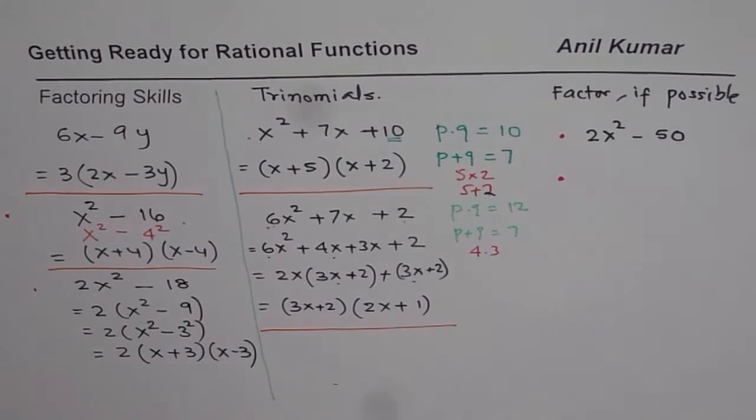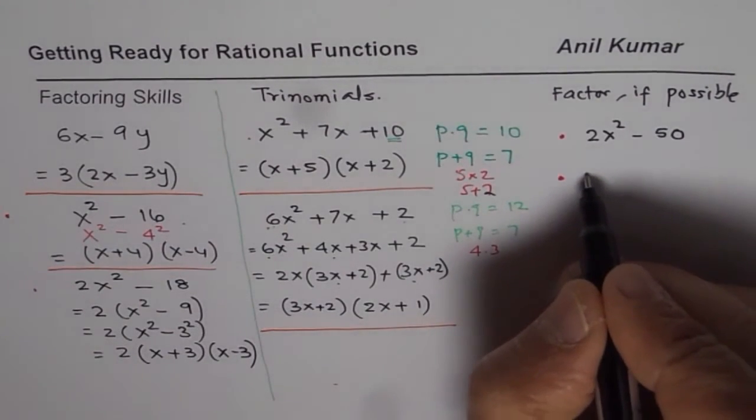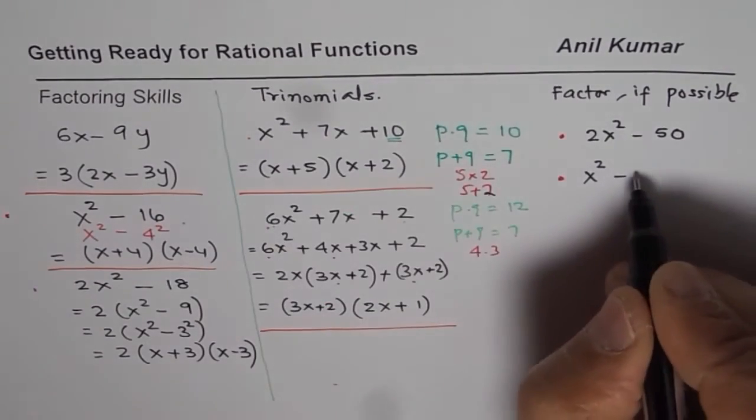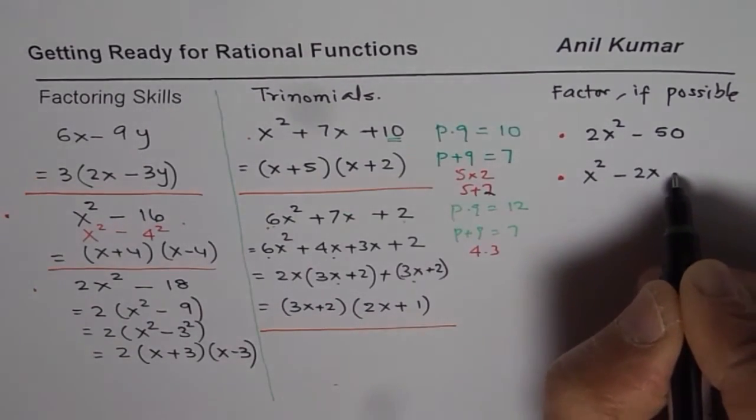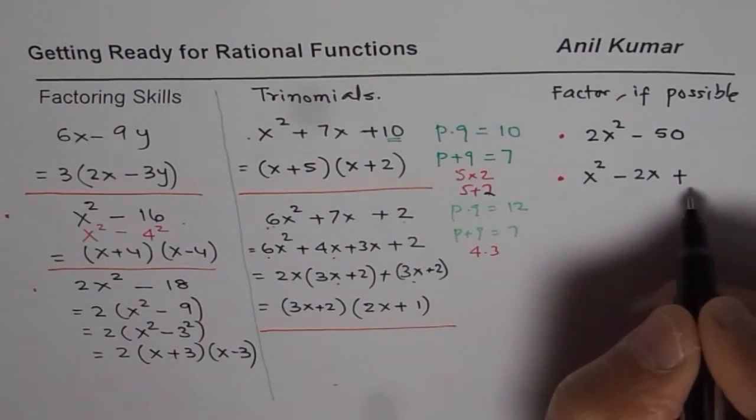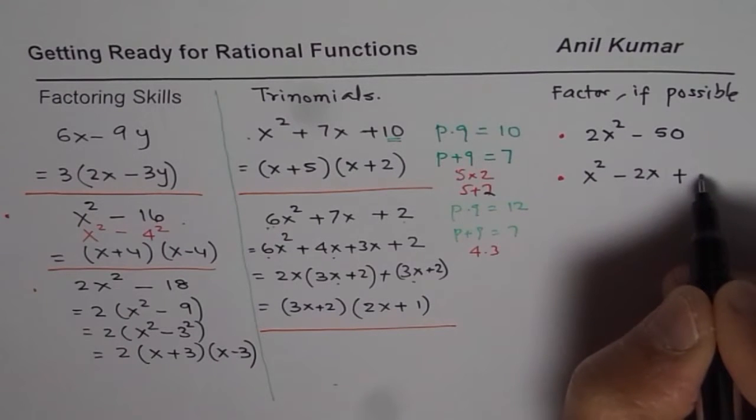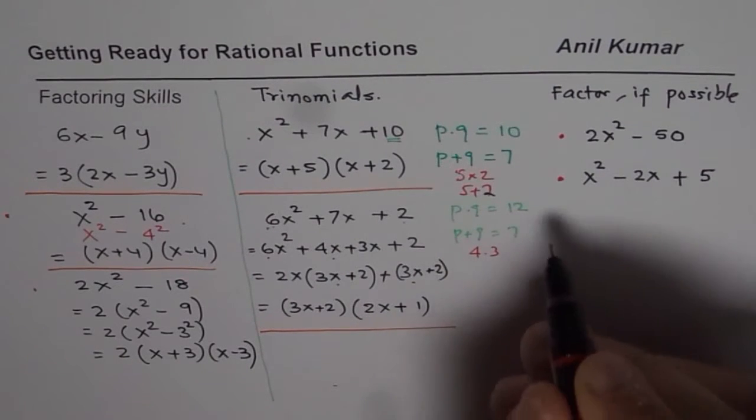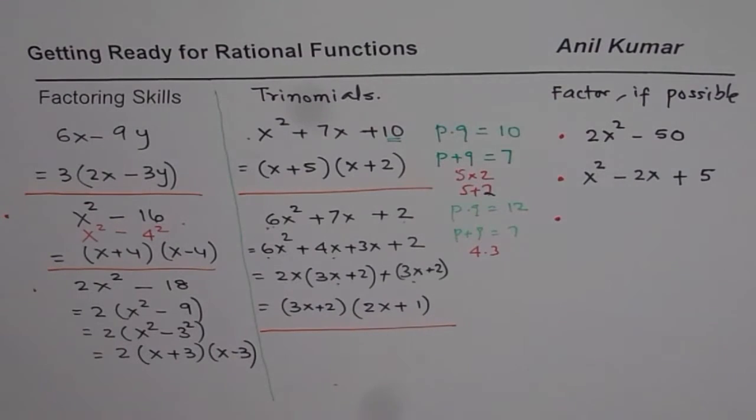So let me add one more here. Let us say we have x squared minus, this time in between I took positive here, 2x, and let me write down some number here, let us say we have a term like 5, right? See whether this can be factored or not, right? So sometimes you cannot factor, so that is also a case, right?